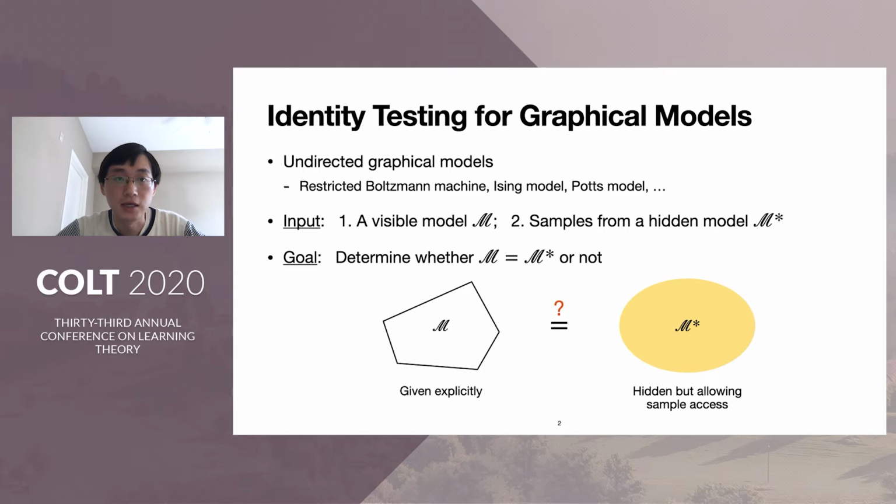So we will study the undirected graphical models, which are widely used in the area of machine learning. Examples include restricted Boltzmann machine, Ising model, and Potts model. Let me first describe the problem of identity testing. Suppose that we are given a visible model M where all the structure and parameters are given explicitly. And meanwhile, we are also receiving some samples from a hidden model M star, which we don't know. And our goal is to determine whether the two models are the same or not.